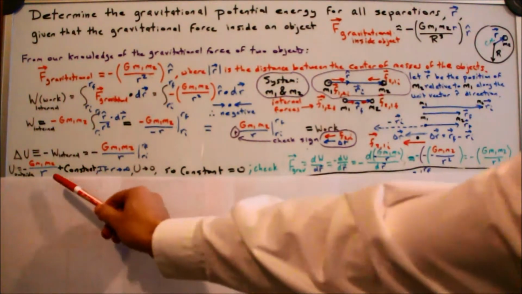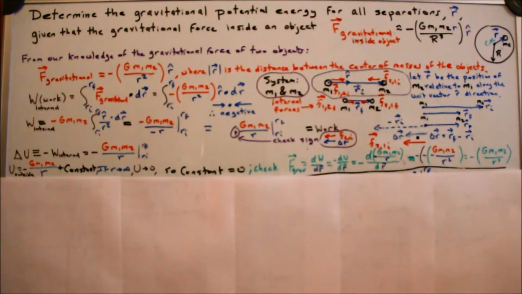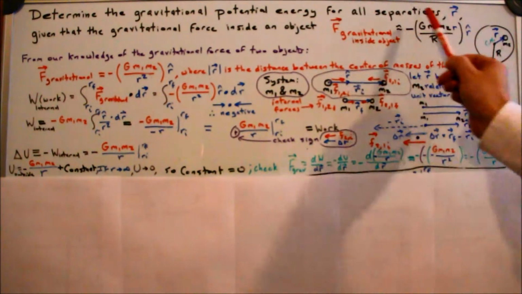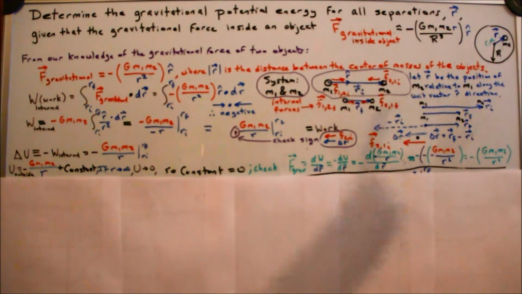And so this is our relationship for gravitational potential energy when the parts are outside each other. The next thing to do is to look at this equation to see what it tells us when the mass is inside the other mass.